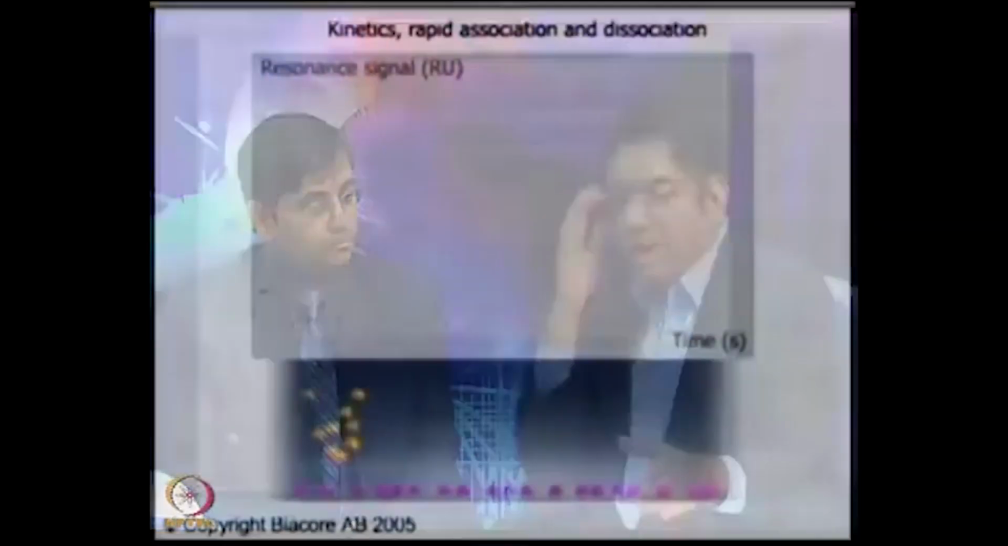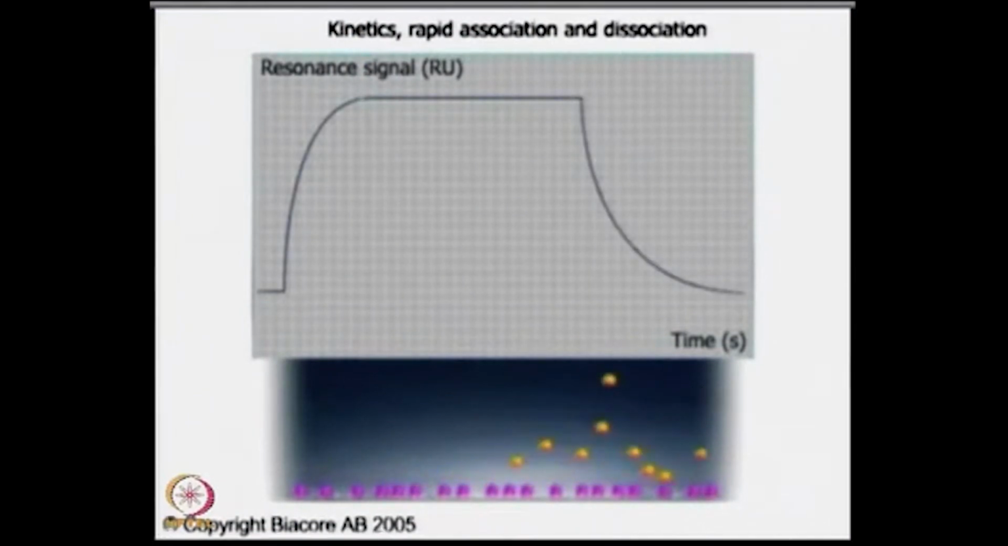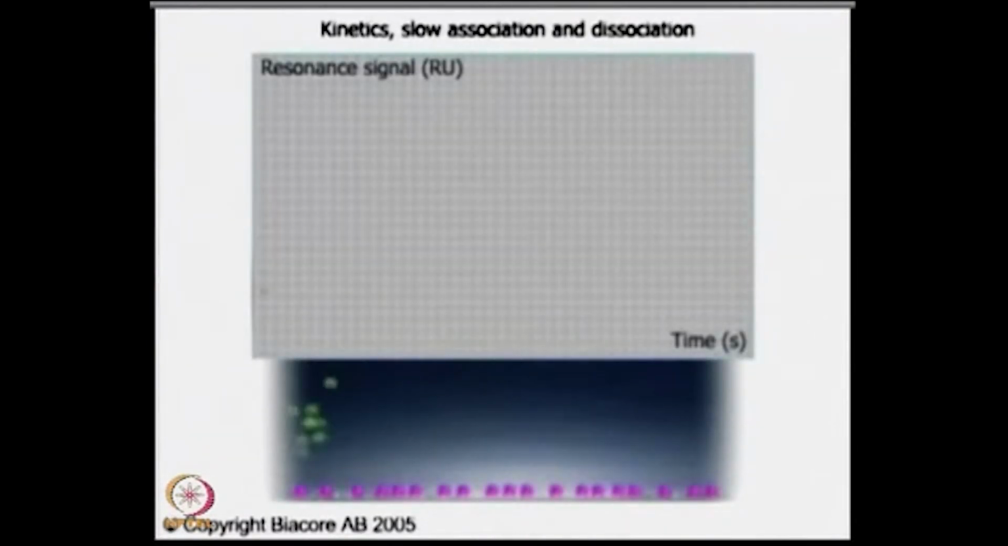The first example will be that of an extremely rapid association. So you see the slope of the curve goes up very fast and comes down extremely fast. So this is a rapid association and dissociation. Whereas if you see the slope of this curve that is about to come up, it is very slow association and very slow dissociation. So just by looking at these curves, you are able to actually tell if the interaction is fast or if it is slow. So these are some of the examples of the technology at work.